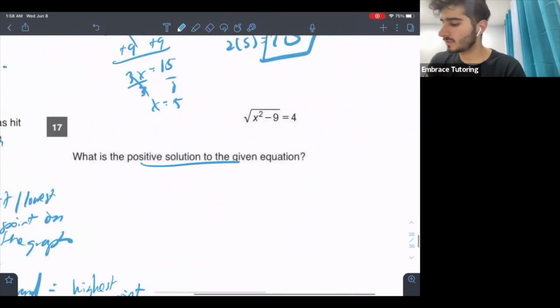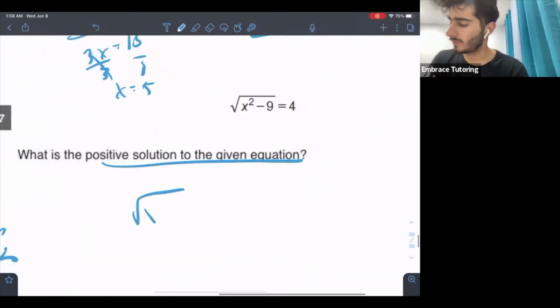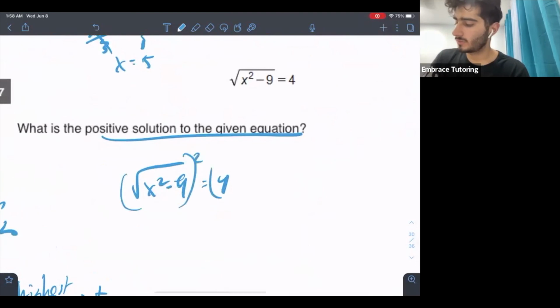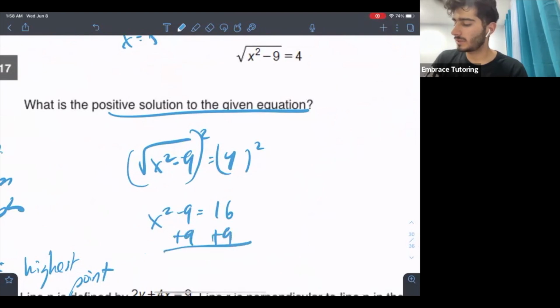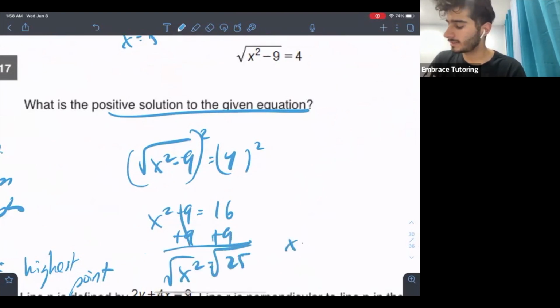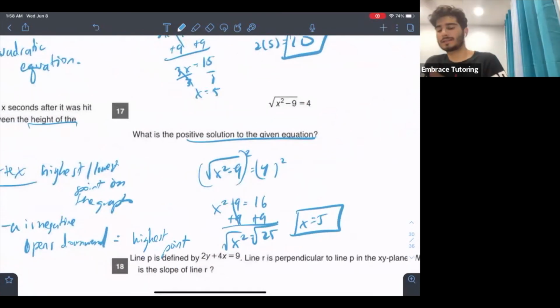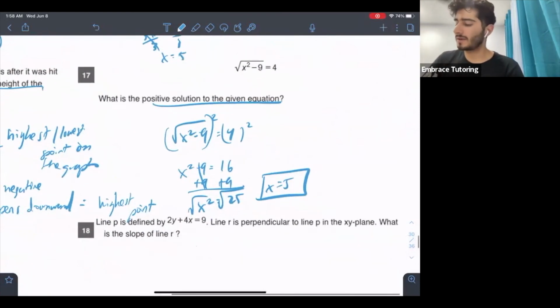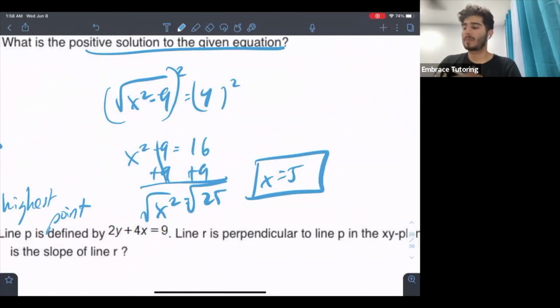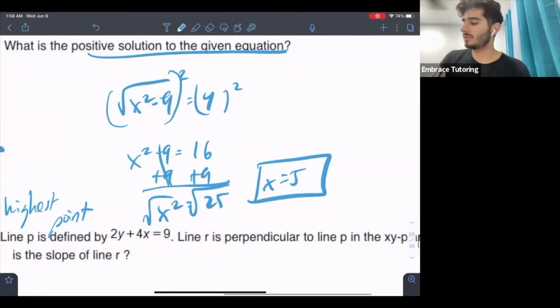17. What is the positive solution to the given equation? You have radical x squared minus 9 equal to 4. You square both sides. x squared minus 9 is equal to 16. Add 9 on both sides. x squared is equal to 25. And then take the square root. x gives you 5. And that's how you solve this question right here. It's asking since it's positive, it could be positive or negative, because if you take the square root, you have plus 5 or minus 5. Since they're asking for a positive solution, it would be plus 5.